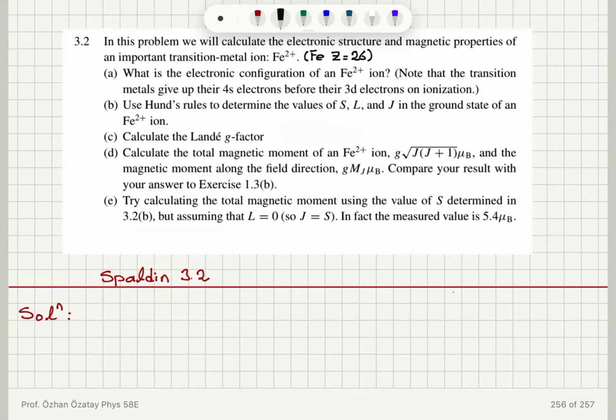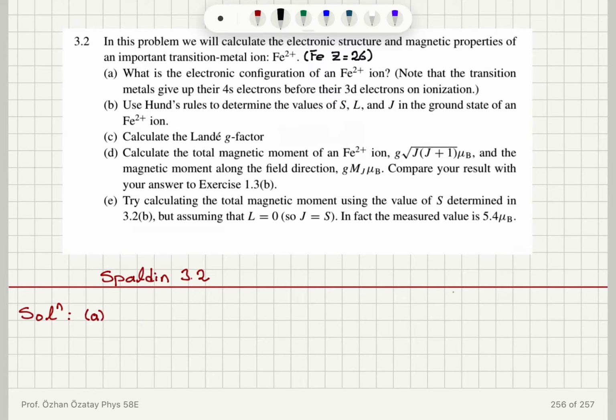In this problem, we will calculate the electronic structure and magnetic properties of an important transition metal ion, iron 2+, and iron has atomic number 26. What is the electronic configuration of an iron 2+ ion? Note that the transition metals give up their 4s electrons first before their 3d electrons on ionization.